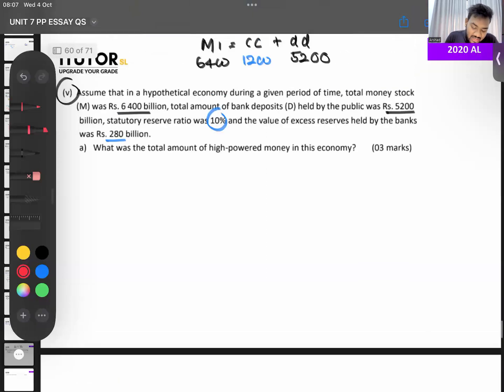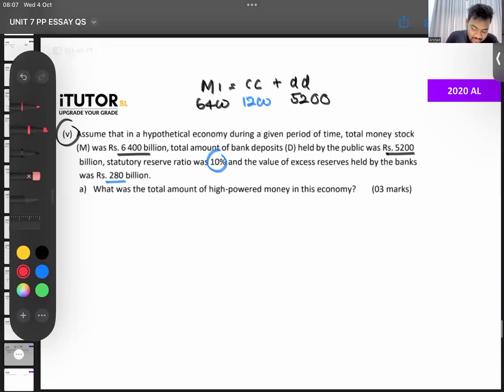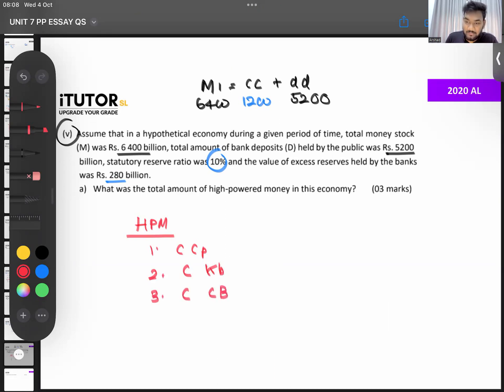So how do you find high powered money? High powered money has what and what? Number 1, currency held by public. Number 2, currency held by commercial banks. Number 3, commercial bank deposits in the central bank. Number 4, we have other government agency deposits in the central bank. Okay, so then we'll find high powered money.